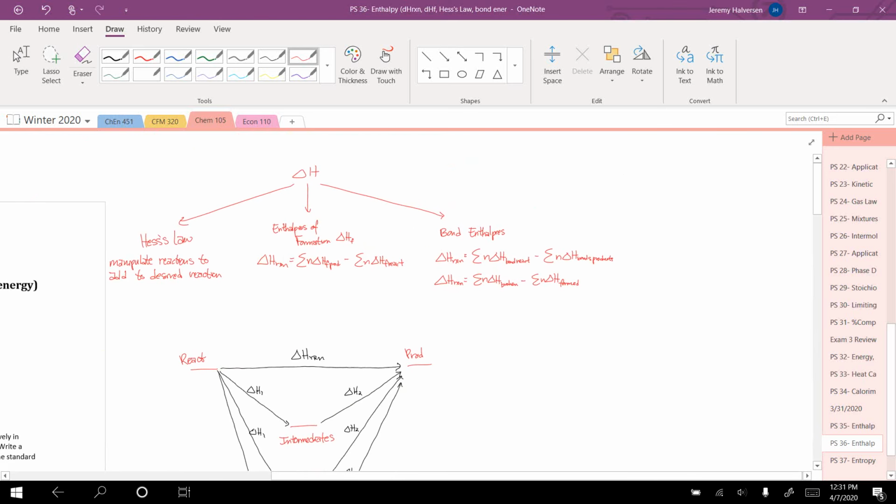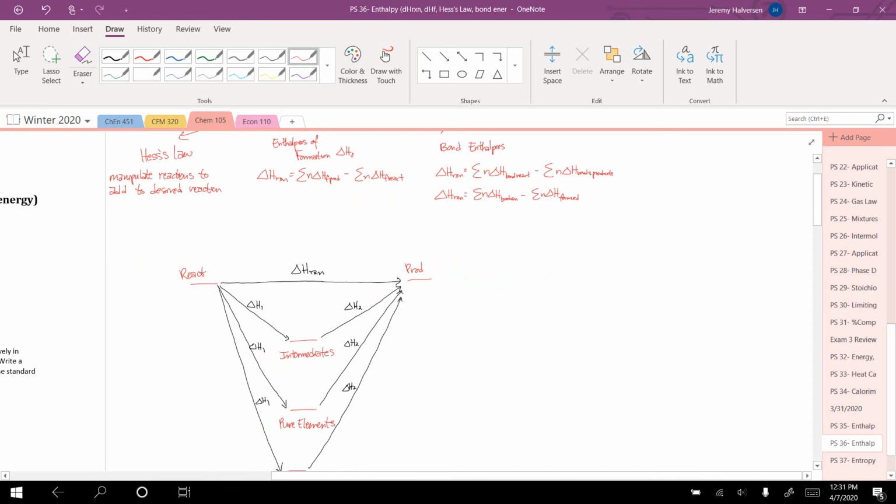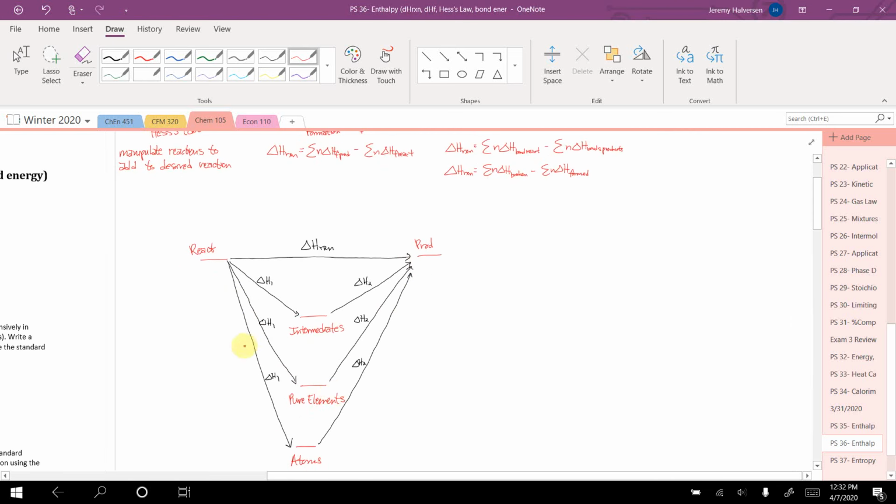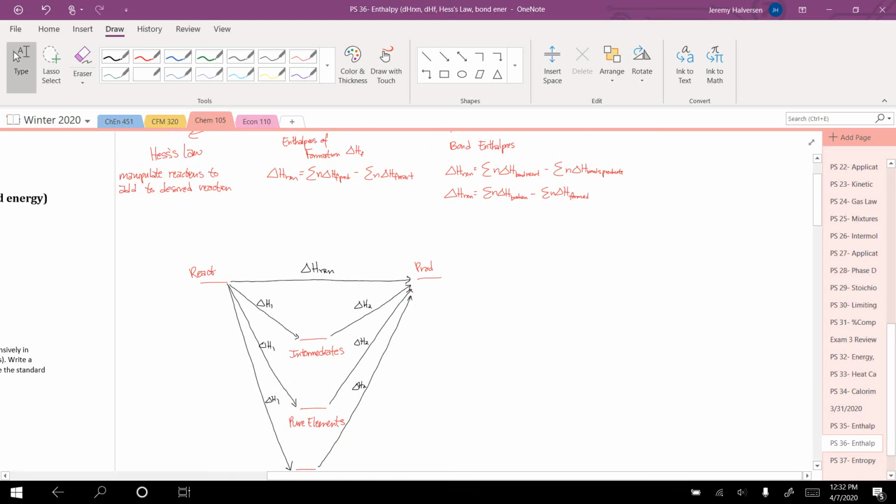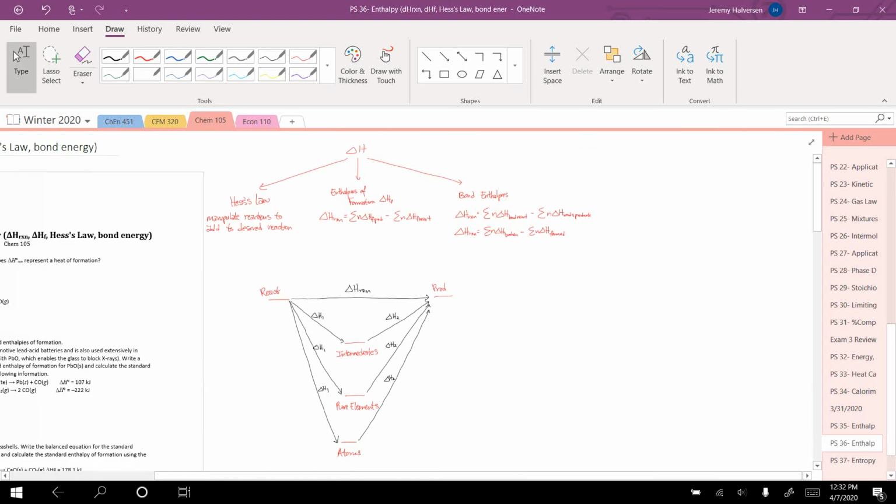Okay, so 3 different processes. They're each dependent on the fact that enthalpy is a state function. So the path to get from reactants to products doesn't matter. So Hess's law takes us through intermediate molecules using component reactions. Enthalpies of formation takes us down to pure elements and then back to products. Okay, and then bond enthalpies takes us down to atoms and back to products. Now you can solve for the enthalpy of any reaction using any of these 3 steps. It's just based off the information that you're given. That's how you decide which process to follow. And we'll see that today.